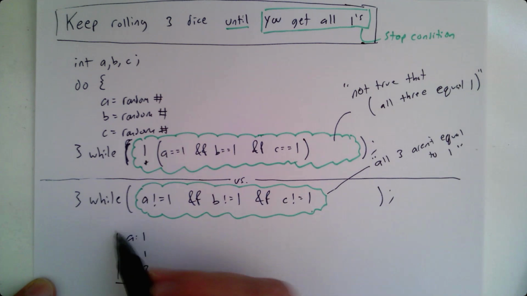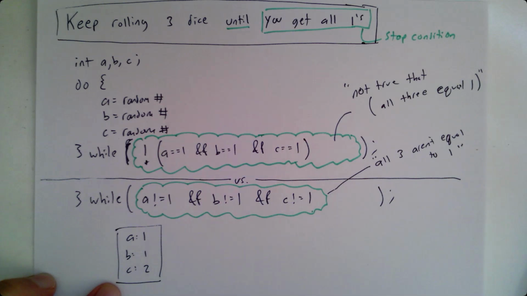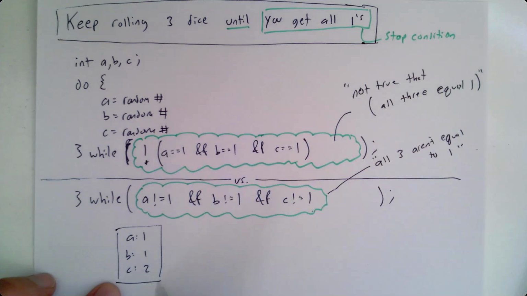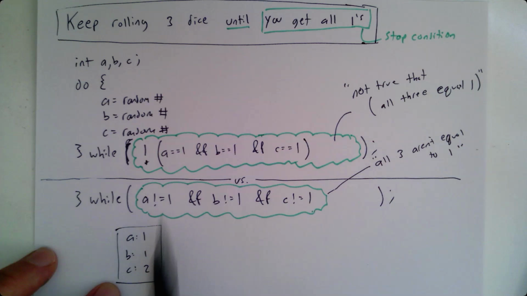So first decide, if this is how the die rolls came out, would we want it to continue to loop? And I think the answer is yes, because we want to keep rolling as long as I didn't get all ones. Here I didn't get all ones, because one of them is a 2. Okay, so let's evaluate each piece of this one at a time. And this is actually a skill the AP test is going to have you do.